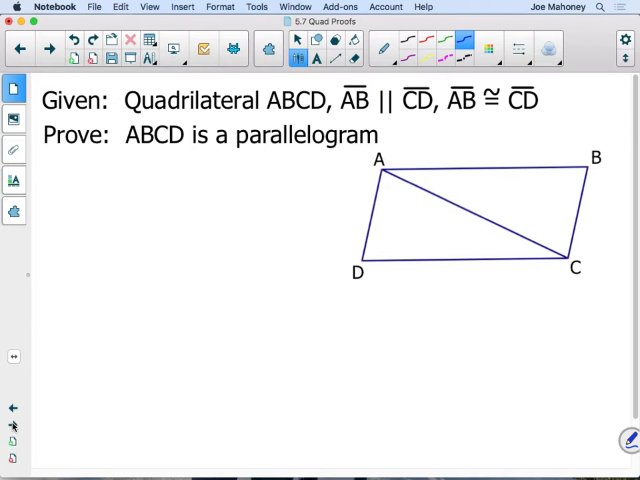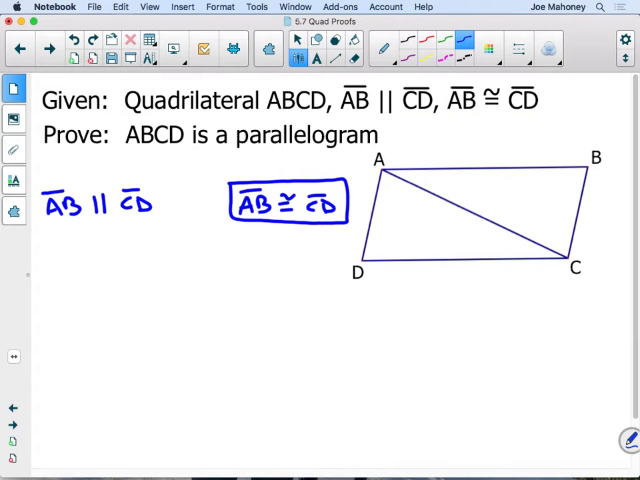So we'll start the same way. AB is parallel to CD. I know that AB is congruent to CD. These are both my given statements.